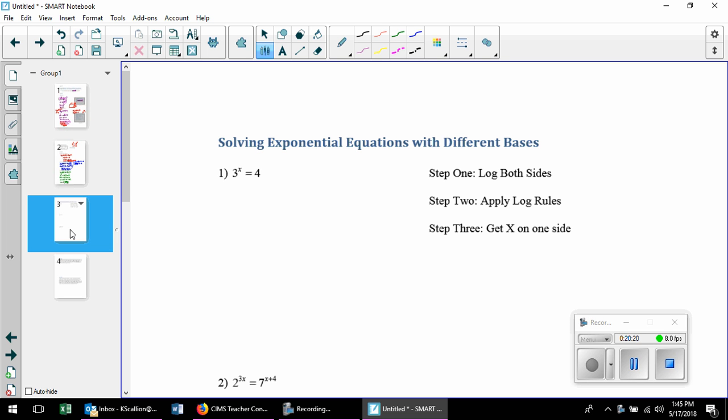Okay, for the rest of us, this isn't going to work getting them to the same base. It's just not, our chapter 7 stuff has let us down. So now what we're going to do is log both sides. All I want you to do is write the word log in front of the 3 to the exponent x and write a log in front of the 4. When I say log both sides, that's all I want you to do.